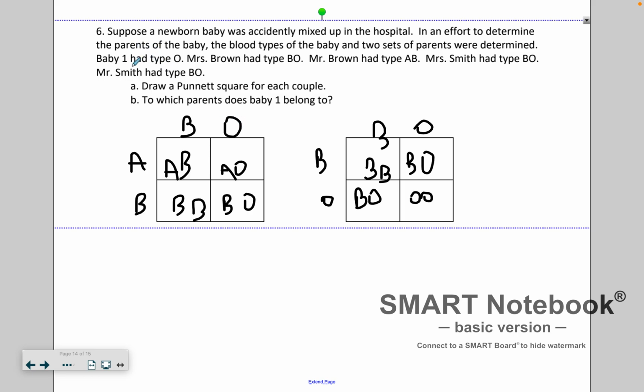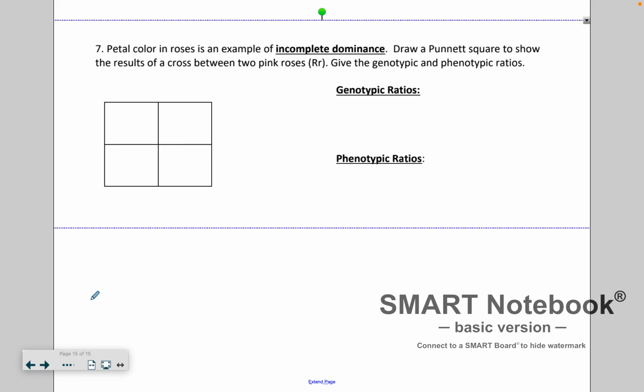The baby had type O blood. Who are the parents of baby 1? So just looking at your Punnett squares, find the Punnett square that has type O blood, and you'll have your answer.